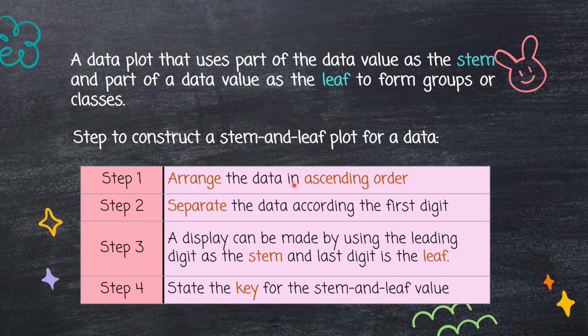Step 1. Arrange the data in ascending order. Step 2, separate the data according to the first digit. And step 3, a display can be made by using the leading digit as the stem and the last digit as the leaf. And the last one, step 4, state the key for the stem and leaf value.